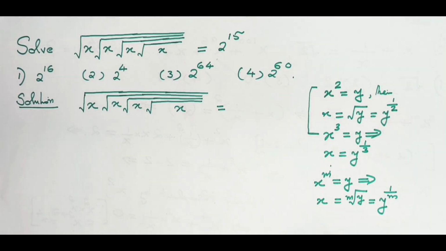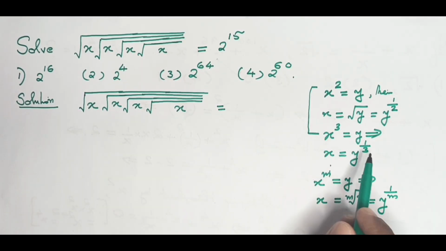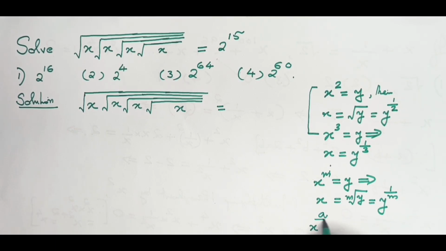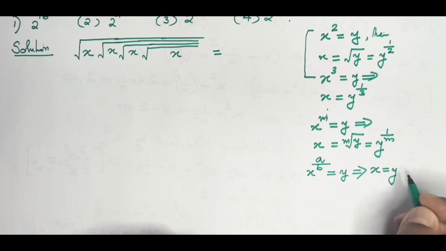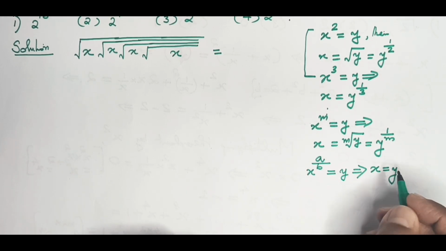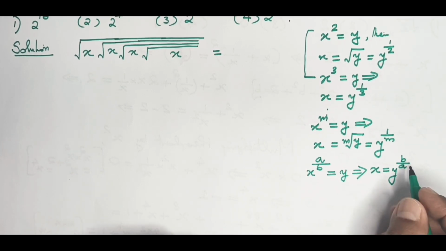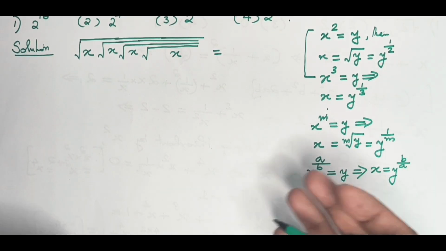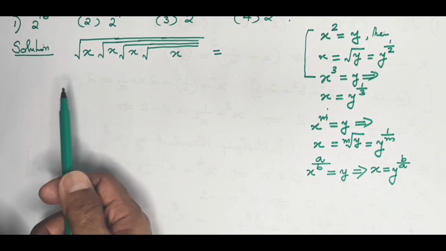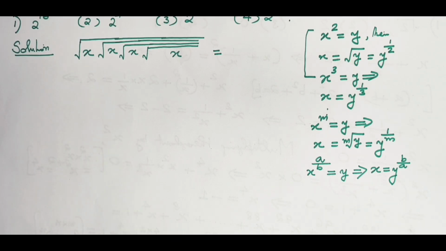So basically what do you observe? When you take the power to the right side, it changes into the reciprocal. 2 becomes 1 over 2, 3 becomes 1 over 3, m becomes 1 over m. We can extend it further. If you have x to the power of a over b equals y, then x will be y to the power of, when this is taken to the right side, it will become the reciprocal, b by a. These points we will be using a lot in simplifying the algebraic expression given here.